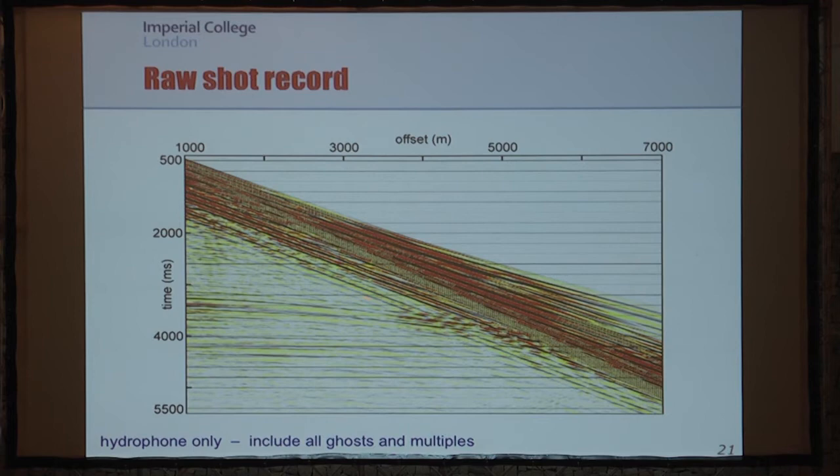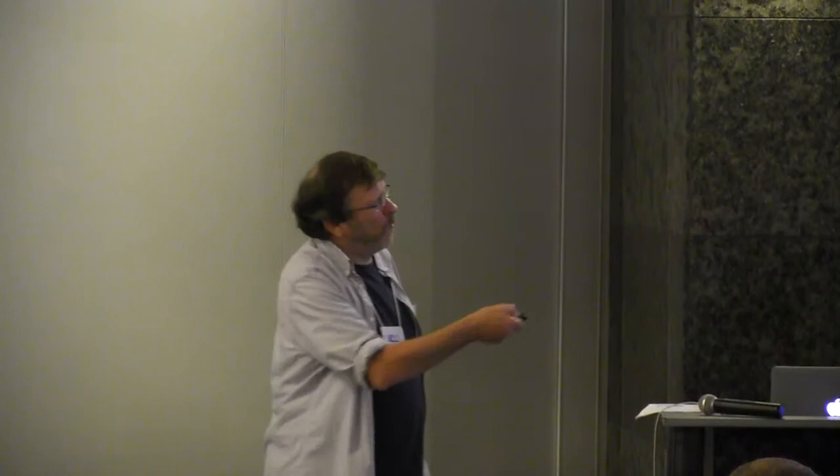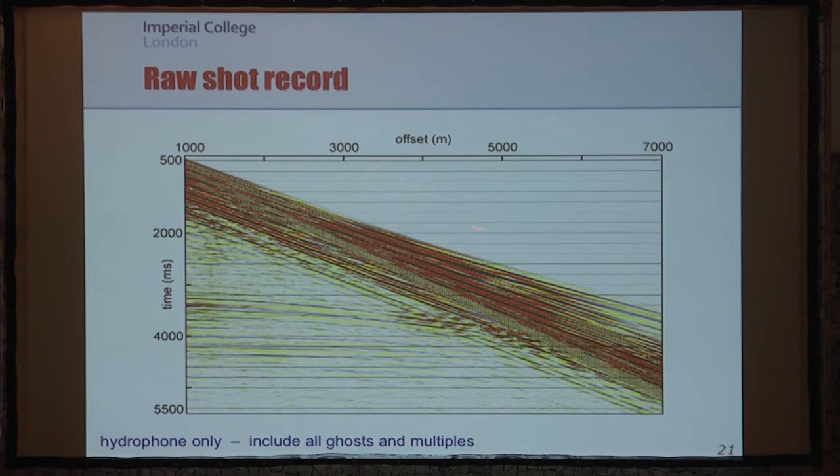If we were doing conventional processing, the first thing we would do would be to get rid of this energy. We'd mute it or dip filter it in some way, try to remove this and throw it away. We're not going to throw it away. We're going to use this strong wide-angle energy to build the velocity model.